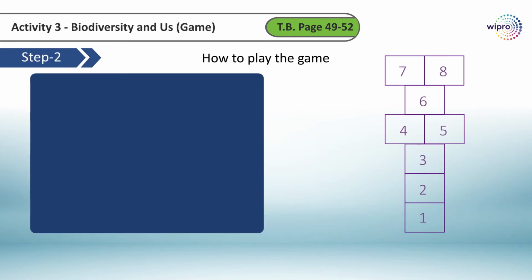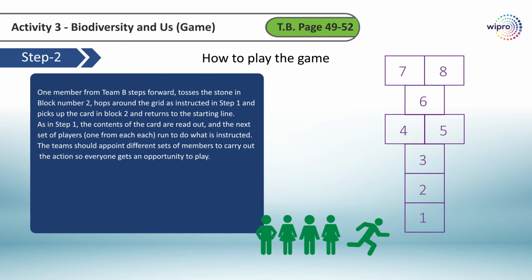Second, one member from Team B steps forward, tosses the stone in block number 2, hops around the grid as instructed in step 1, picks up the card in block 2 and returns to the starting line. As in step 1, the contents of the card are read out and the next set of players, one from each, run to do what is instructed. The teams should appoint different sets of members to carry out the action so everyone gets an opportunity to play.